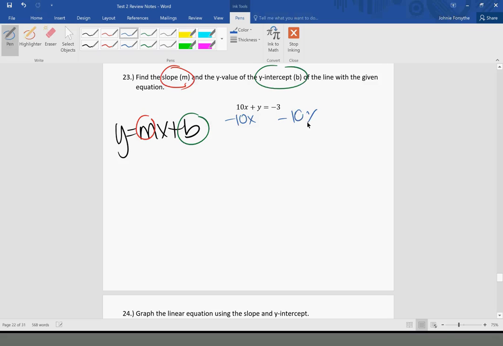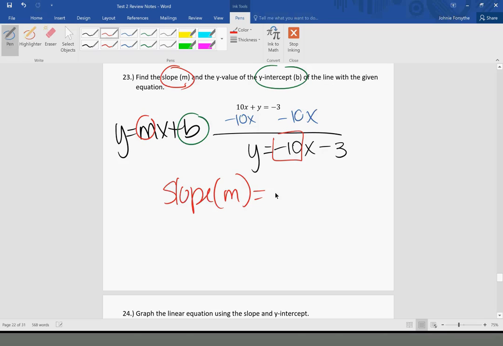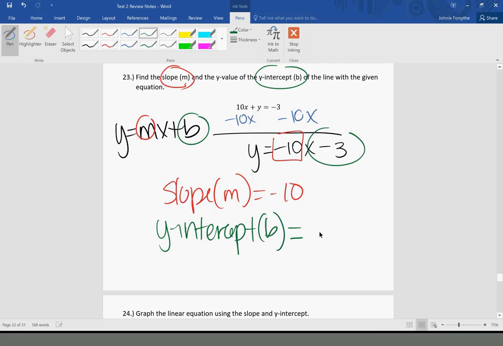So to start getting it equal to y, we're going to subtract 10x on both sides to get rid of that 10x. So I'm going to have y equals, and then I'm going to write negative 10x first because I want it to be in slope-intercept form, and then write our minus 3. So now I can identify what the slope is because the slope is going to be negative 10. It's the coefficient for your x term. And then the y-intercept is your b, so in this case it would be negative 3. Remember, always keep that sign in front of the term.